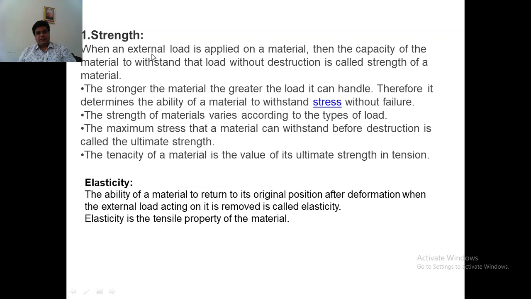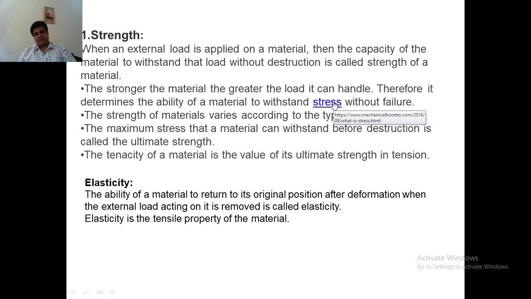So coming to strength, in simple words, we can say that it is the capacity of the material to resist or to withstand the applied load without failing or destruction. That is, in general, called strength. The word stress is also used; stress is a contemporary word for this strength. We'll define stress and strain later.